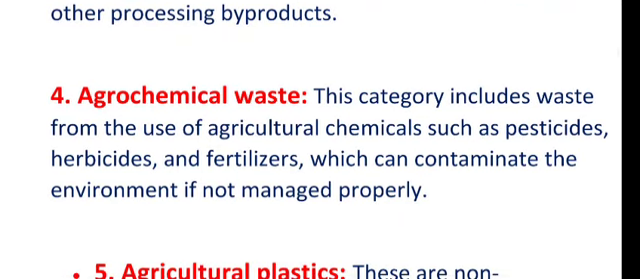This category includes waste from the use of agricultural chemicals, such as pesticides, herbicides, and fertilizers, which we use in order to kill unwanted plants and the insects which attack the plants, and we add fertilizers to improve the quality of plants and their growth. But sometimes they also harm the soil, contaminate the water, and produce waste, which can contaminate the environment if not managed properly in the end.